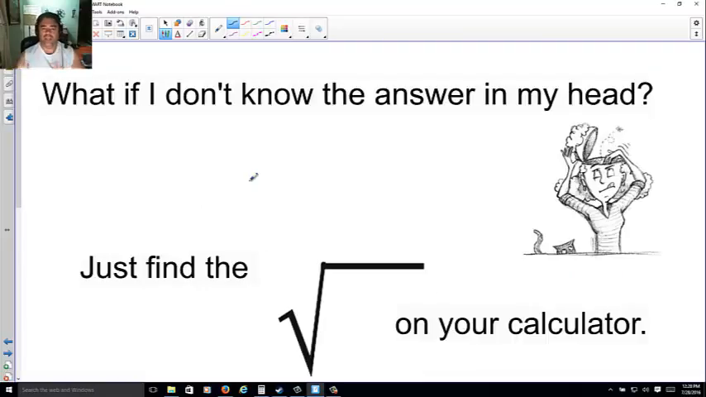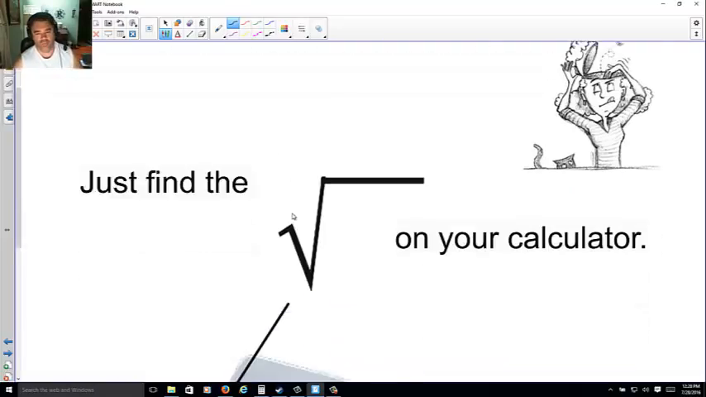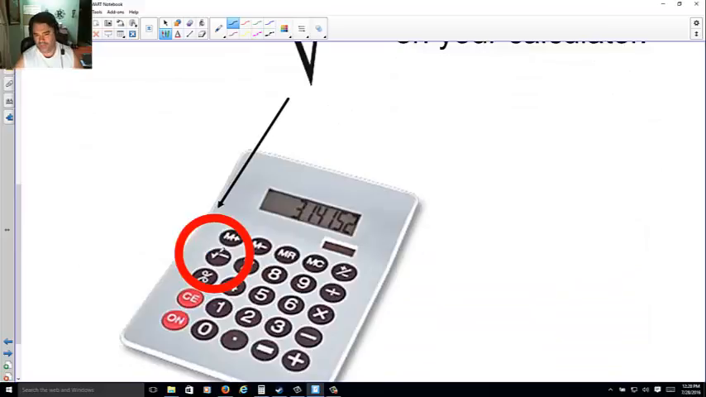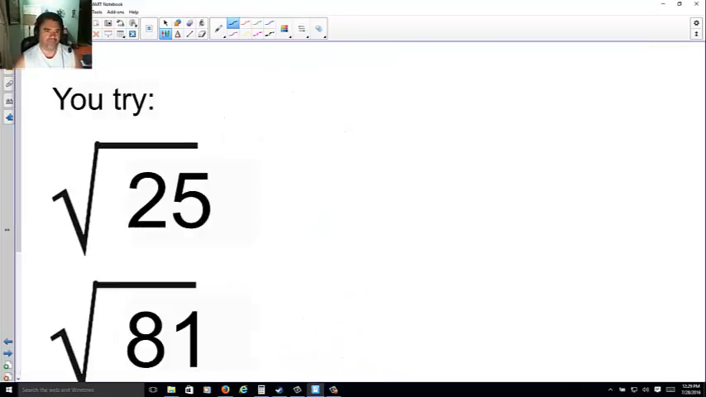So what if you don't know the answer in your head? Well, you can just find the root on your calculator. Now, most calculators will have a little square root button. It might be above, where you have to hit a shift key. In class, you can ask me about your individual calculator. I should be able to find it without too much trouble.